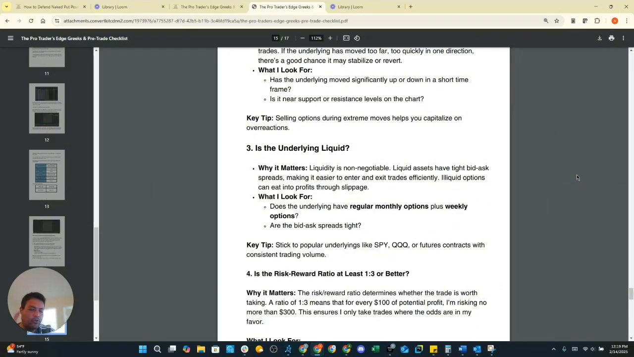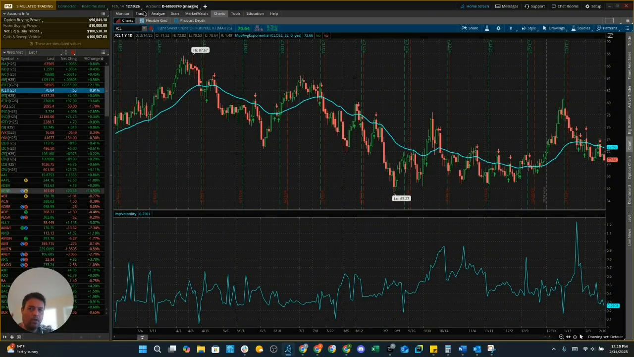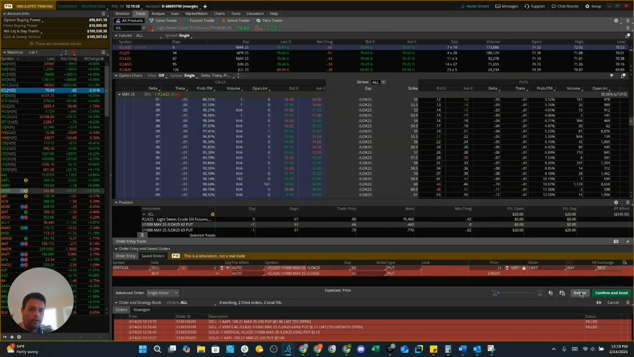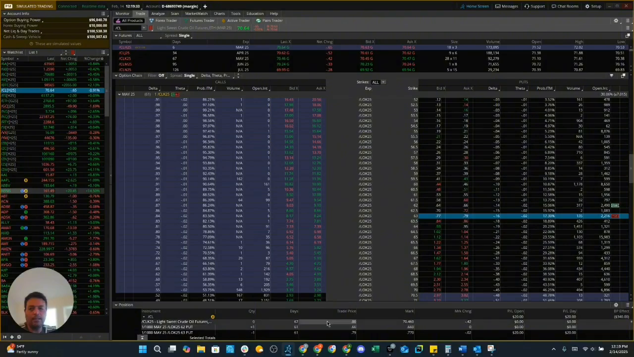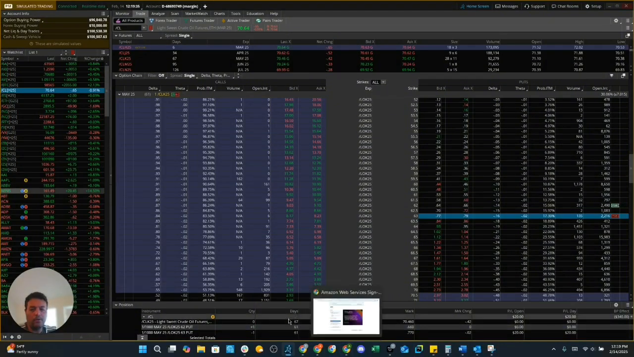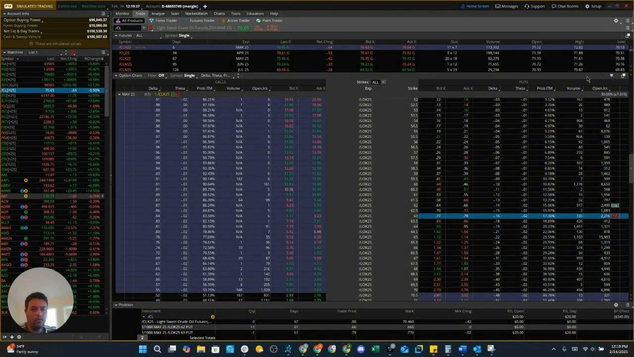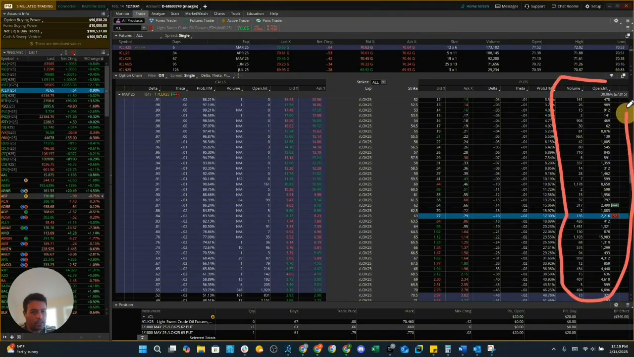Underlying is liquid. Yes, I've shown you volume and open interest. Always look at those two columns. Bring it in your main watch list. Volume and open interest, they have to be in thousands like this. So always select a monthly cycle. Do not select a weekly or a daily. For longer term trades, for consistent income, you have to be in the monthlies.